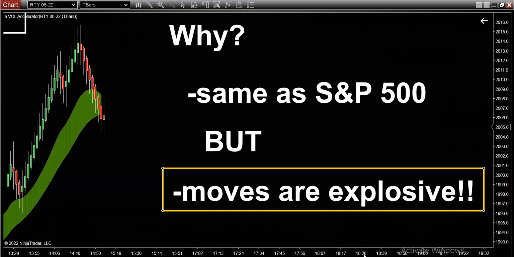Now, what do I mean by that? For those of you who trade the S&P 500 futures, you know that every point is worth 50 bucks. If it moves up 1 point, it's 50 bucks. If you short it and it moves down 1 point, that's 50 bucks. It is the same on the Russell, 100%. But the interesting part about the Russell is every point is broken up into 10 ticks, not 4 ticks like the S&P. That's what makes the moves explosive. You follow what I'm saying?